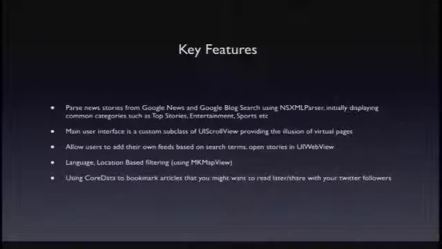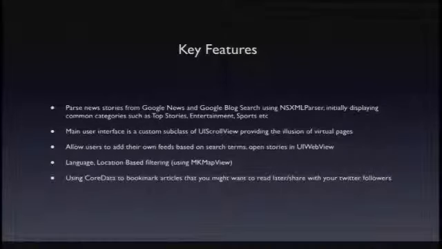Some of the key features I wanted were, obviously, to get news stories from Google News and from Google Blog Search, and allow users to have their own custom feeds, just like you have in any feed reader. Another main key feature was to use the map view or the iPad's geolocation to get stories which are very local to where you are. So imagine you get off a plane and you want to know what's happening in the city you're in. The iPad's GPS can just reverse geocode your location and then give you the stories for where you are. And then you can bookmark articles and share them with your Twitter followers or Facebook friends.